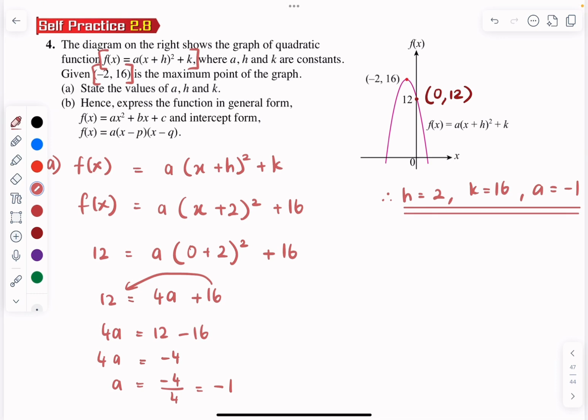Done. So this is how to find A, H and K. The H and K from the vertex. A, you have no choice, you have to sub the coordinate in to find A. But you cannot sub the same coordinate. If you sub the same coordinate, you won't get the answer, because negative 2, if you put into x, this whole thing becomes 0. So you cannot find the answer.